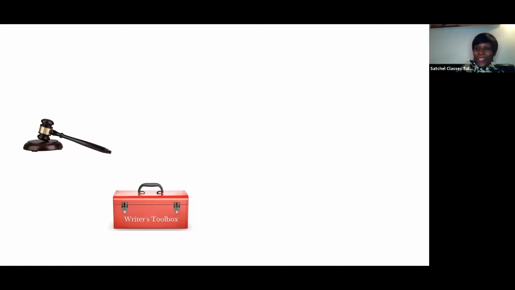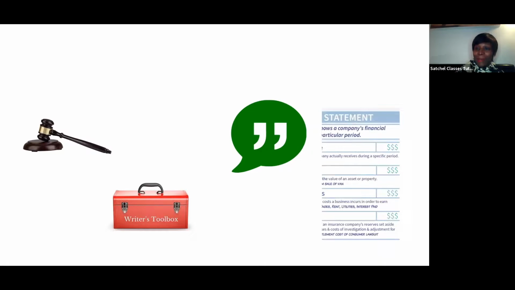First thing we need to think about, what is evaluation? What on earth does that mean? And here are some images to help us. This is a gavel. So you can see that this is used in a courtroom, a court of law. This is a toolbox. It says the writer's toolbox. These are speech marks. And this is a bank statement showing how rich or poor a company is. Now, how on earth do these help us with evaluation?